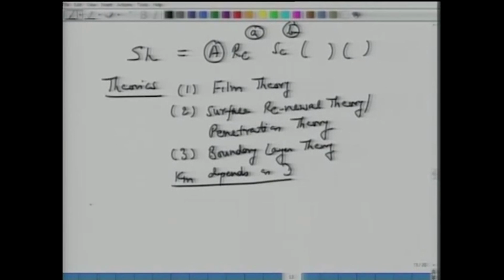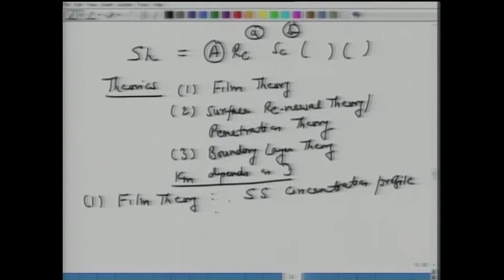Okay. So the first very popular theory is film theory, and this film theory is applicable in general if we assume that we have a steady state concentration profile, and we have a stagnant film.